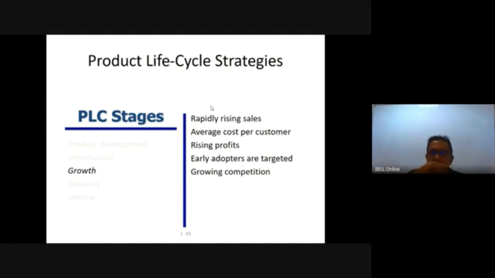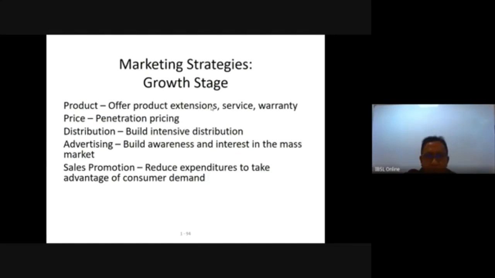In the growth stage, rapidly rising sales, average cost per customer, rising profits. Early adopters are targeted, growing competition. Then at the growth stage, the competition also will start to grow. What are the strategies that you can adopt during that period? Offer product extension, service warranty, price should be penetration pricing.